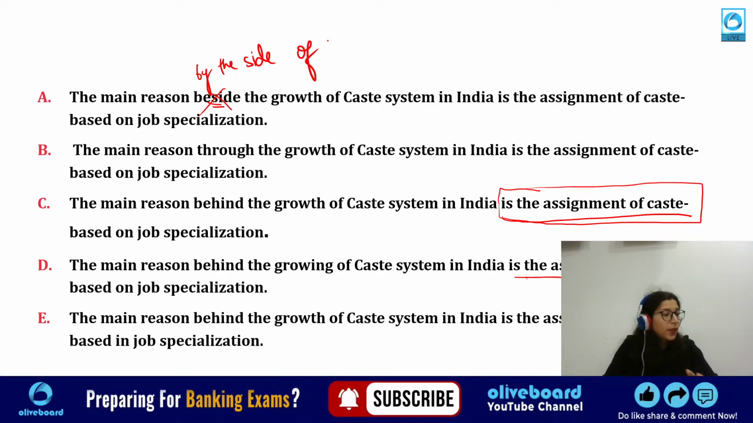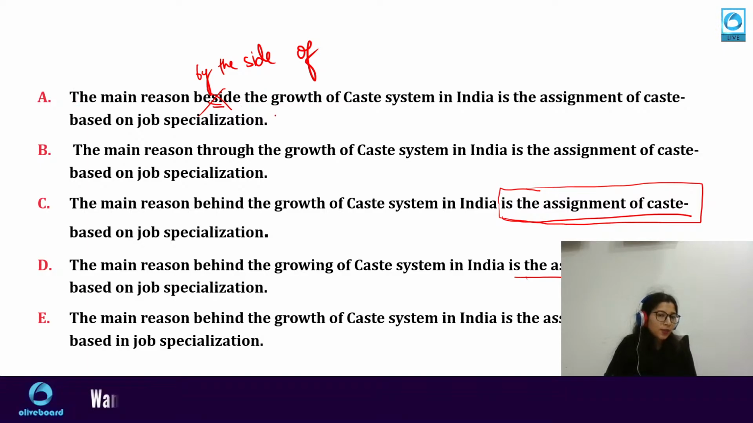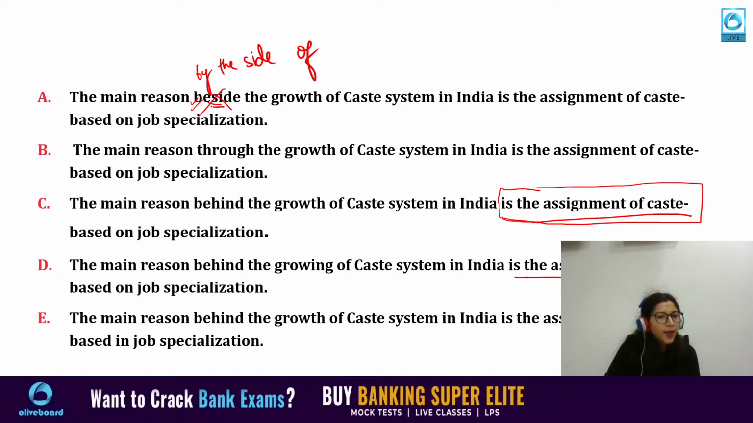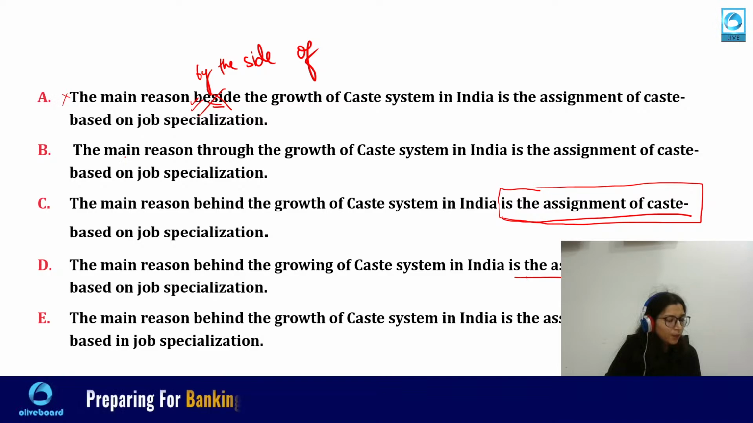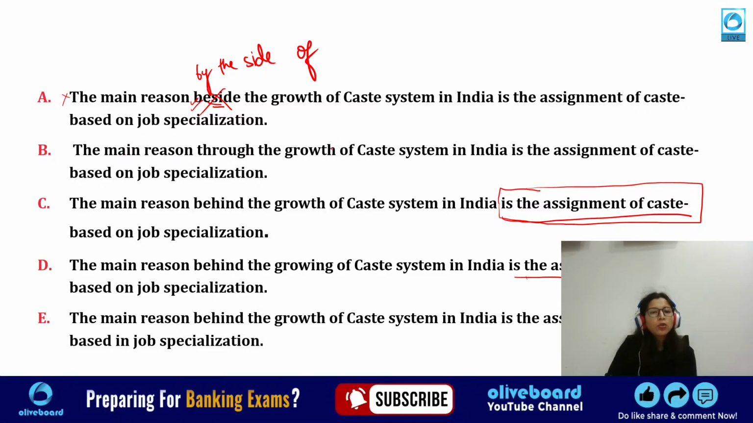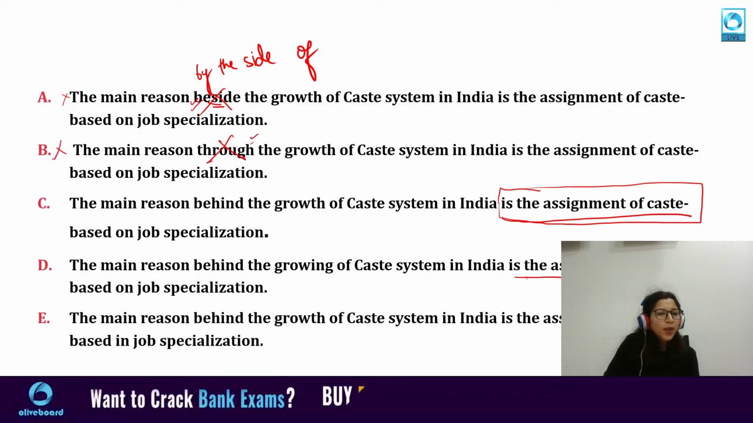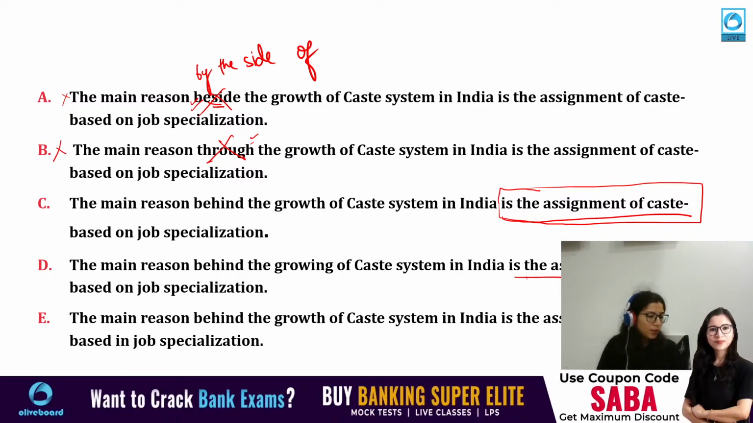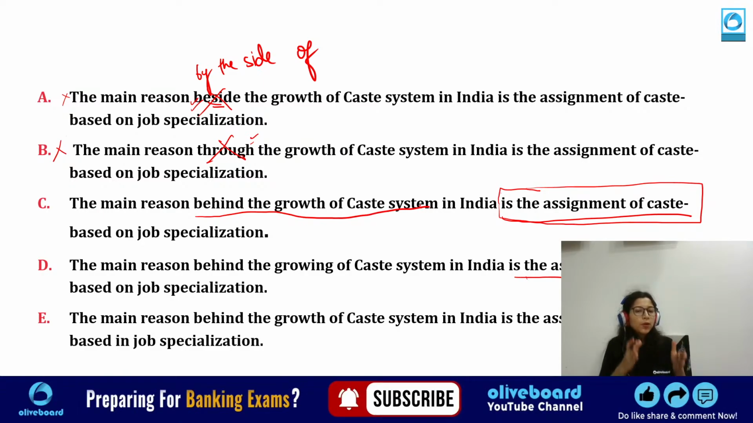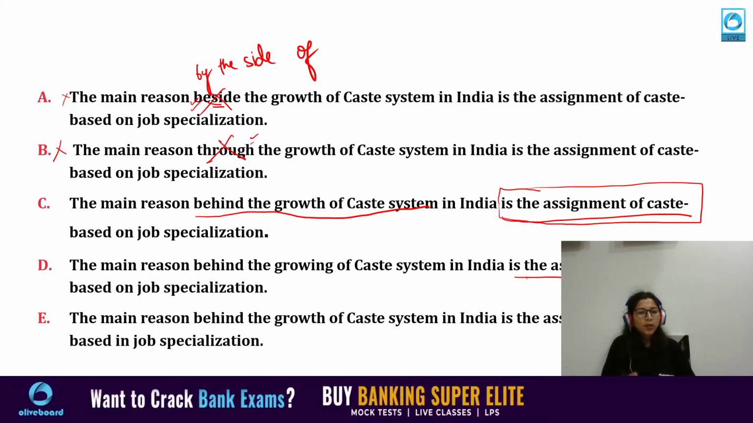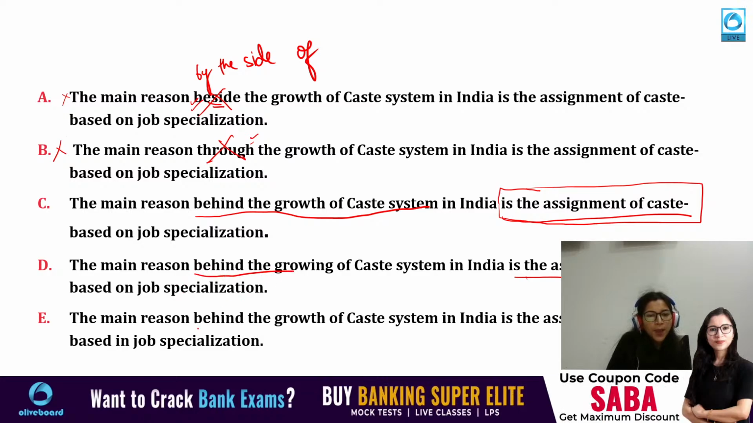Second. Because there is no need to read the entire sentence. The moment you see that beside is incorrect here, it is not making sense, you can eliminate this sentence and proceed to the next sentence. Okay, next. The main reason through the growth of caste system is also an incorrect usage of preposition. So B can also be eliminated. A and B can be eliminated. Let's see whether D or E. Let me see. The main reason behind the growth of caste system, correct. It is talking about the reason behind the growth of the caste system, so behind is the correct preposition. So C, D, E all three have behind.